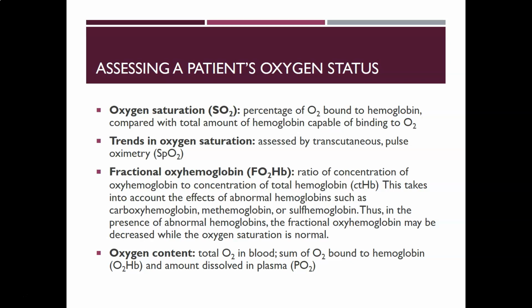Fractional oxyhemoglobin, also measured with a co-oximeter, is the ratio of the concentration of oxyhemoglobin to that of total hemoglobin, but this takes into account the effects of abnormal hemoglobins such as carboxyhemoglobin, methemoglobin, sulfhemoglobin, etc. If these are present, your fractional oxyhemoglobin may be decreased while your oxygen saturation is actually normal. You can also assess oxygen content. That's just the total O2 in blood, looking at the O2 that's bound to hemoglobin and the amount that's dissolved in plasma.